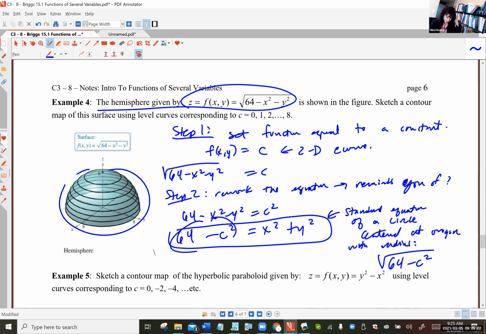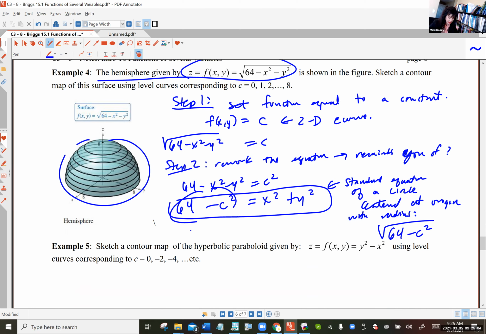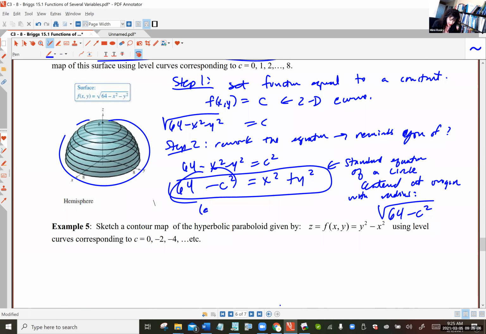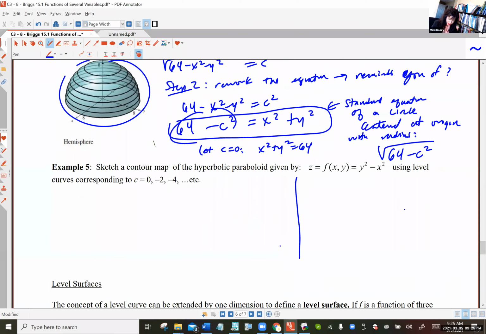So the question is, what is that funky number? I mean, you want to pick some nice numbers. Like if I let c equal 0, then the level curve is going to be really easy to graph because it'll be the graph of x squared plus y squared equals 64. Ooh, that's a terrible looking circle, but I think you get it. So that's one of the level curves right there.